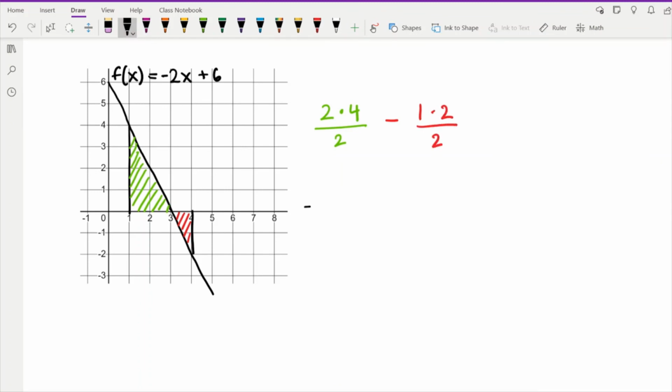And so altogether, for the first one, we have 2 times 4 over 2, so that's just going to be 4. Maybe I'll keep going with my color coding. And then we'll have minus 1 times 2 over 2, so that's just 1. And so we end up with a final answer of 3.